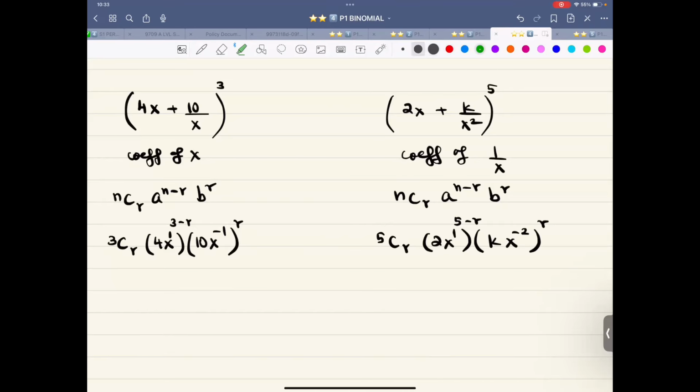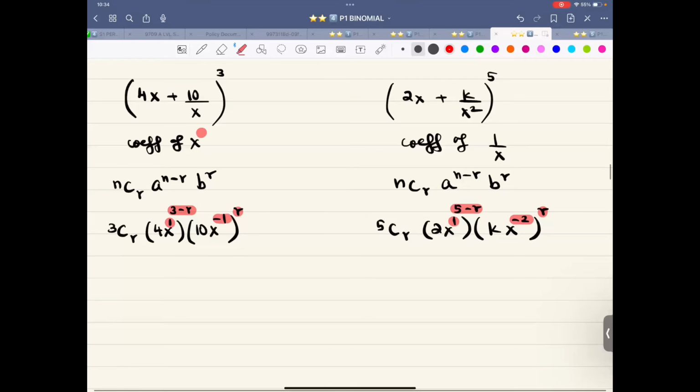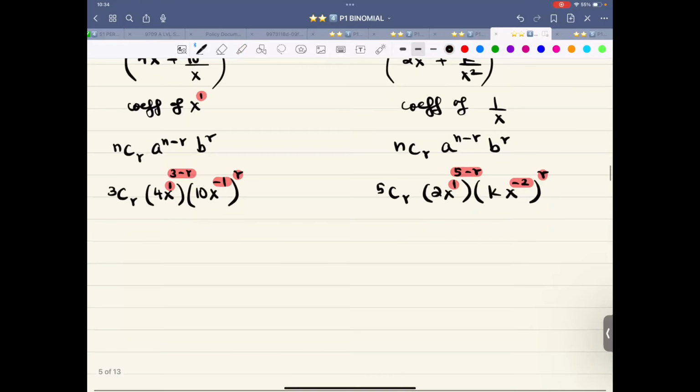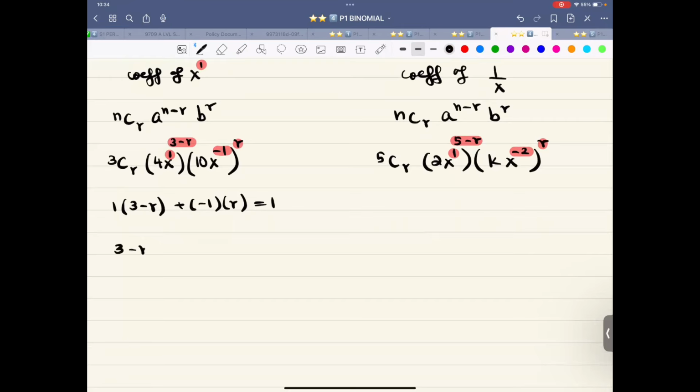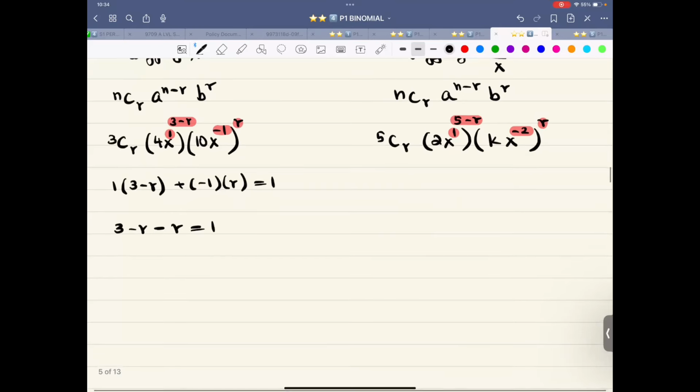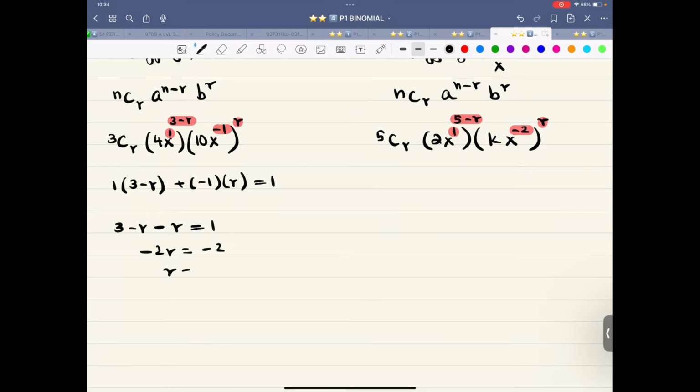Now let's do some selection. So now I'll just be focusing on this one. The power of x over here is 1. 1 into 3 minus r. This is minus 1 into r equal to 1. Calculate and gather powers of x and equate it to the power of the required term. 3 minus r minus r is 1, so 3 minus 2r is 1.